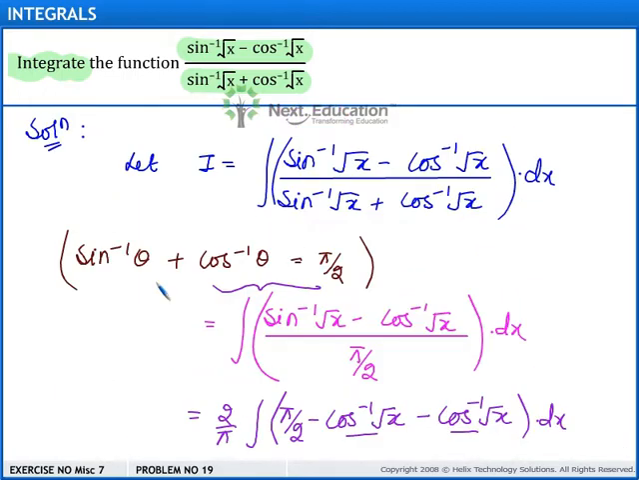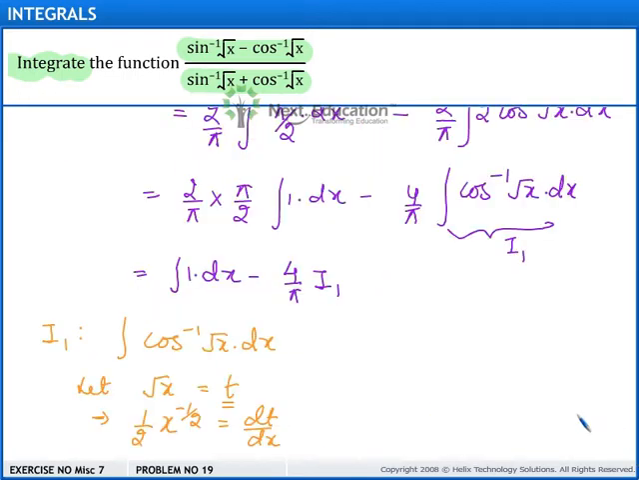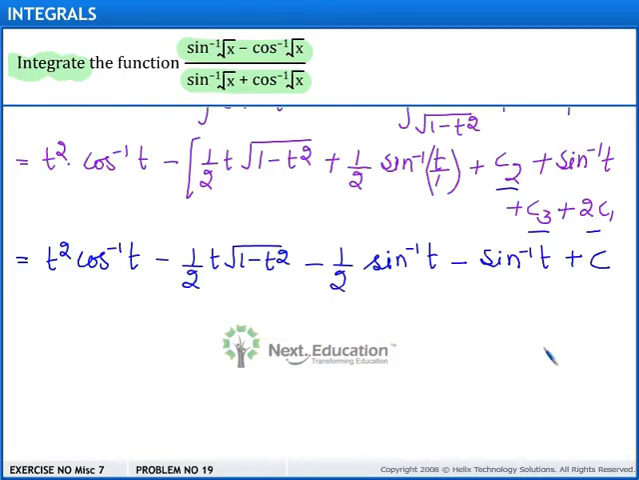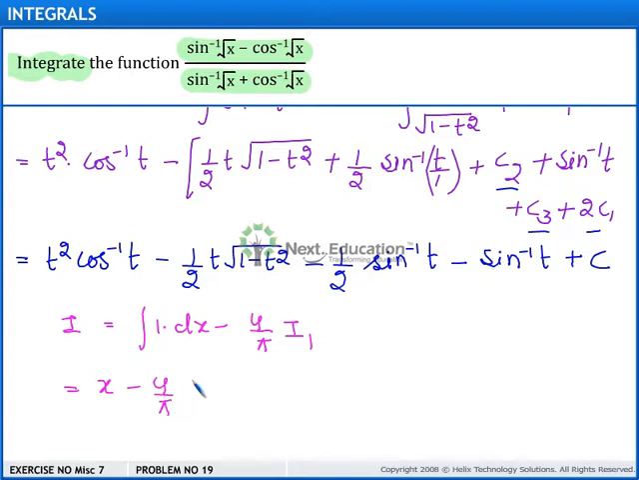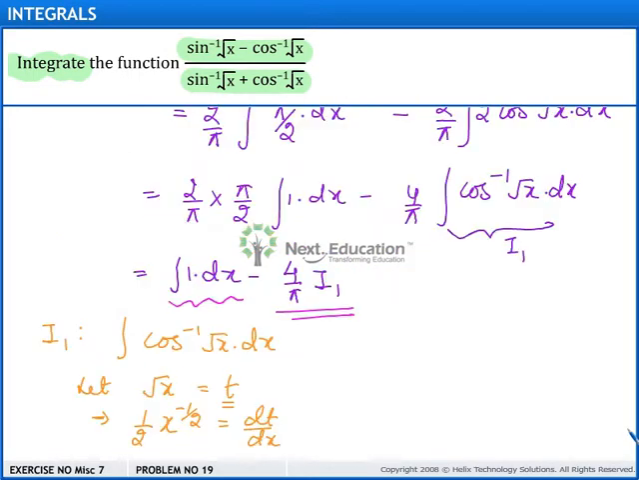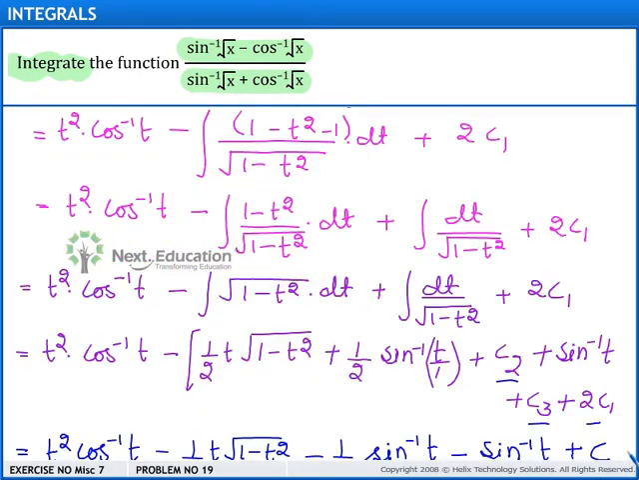and integral I is equal to integral 1 into dx minus 4 upon pi into I1. So we have integral I equal to integral of 1 into dx minus 4 upon pi into integral I1. Now let us substitute the value of I1. First, on integrating 1 with respect to x, we get x minus 4 upon pi. This is integral I1. So replacing t by root over x, which we have supposed in the beginning.